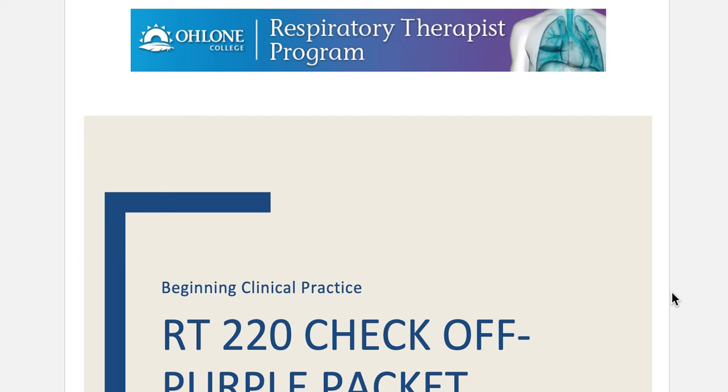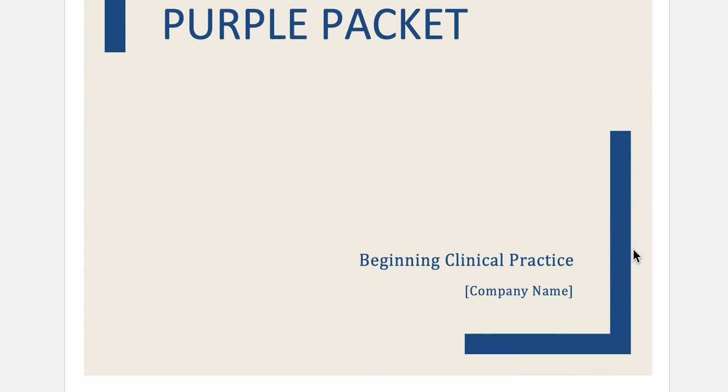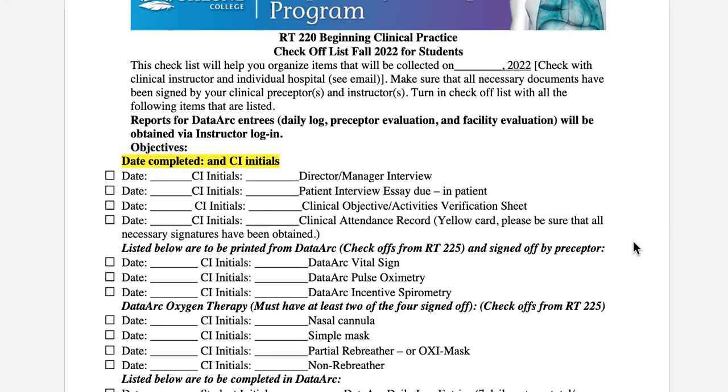The RT 220 course is the first course in the respiratory therapy program. If we scroll down in the document, you'll see there are many goals that the student has to complete so that they can progress in the program. The goal of this course really is to introduce the students to the hospital structure, how the director works, and what their role is as a respiratory therapy director.